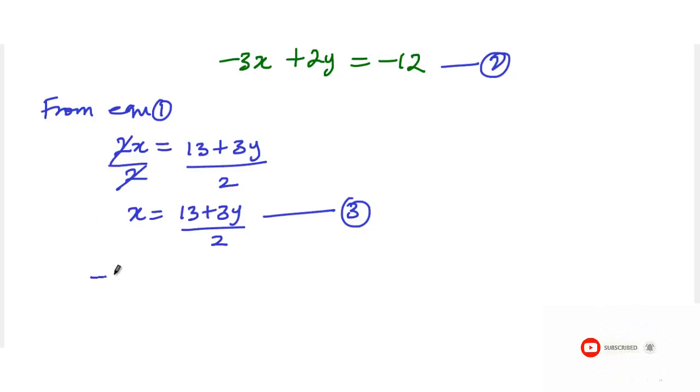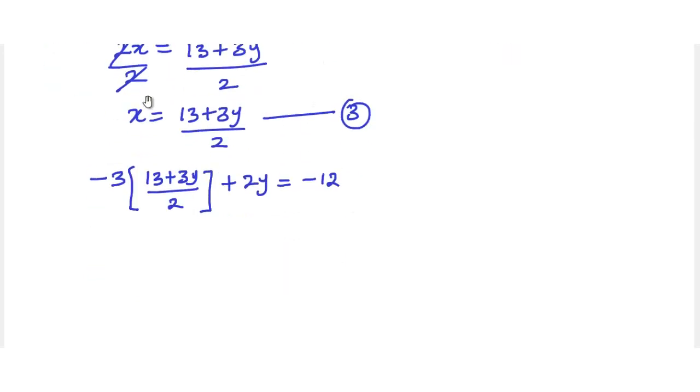So we now say minus 3 times x, so I put this in brackets, 13 plus 3y over 2, then plus 2y is equal to minus 12. So all we just need to do is to open the bracket. We use minus 3 to open this bracket. Minus 3 times 13 will give us minus 39. Minus 3 times 3y is minus 9y. Then everything is still over 2. Then plus 2y is equal to minus 12. So this 2y, we write it as over 1.